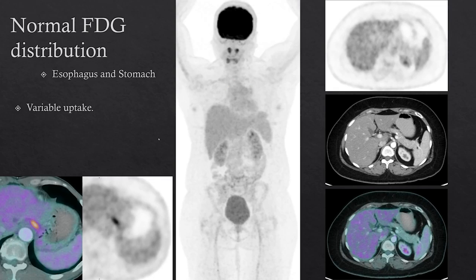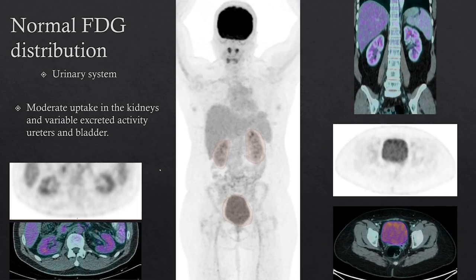Looking at the esophagus and stomach, there's variable uptake. If you see something like this, it would be considered normal, no significant uptake in the stomach. This is wonderful. However, if you see uptake like this, if you're not expecting malignancy, if it's more contiguous, it may just be normal uptake or mild inflammation.